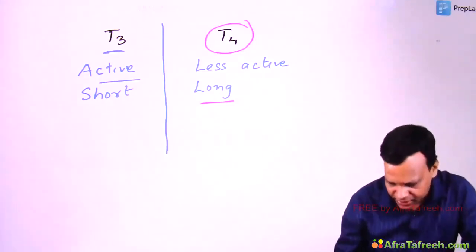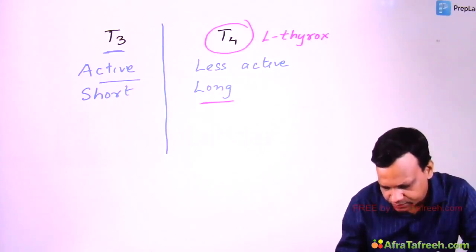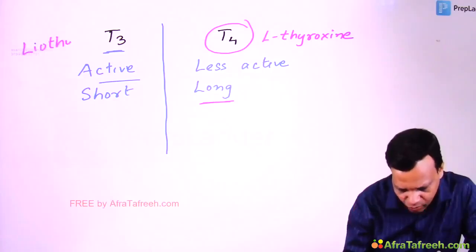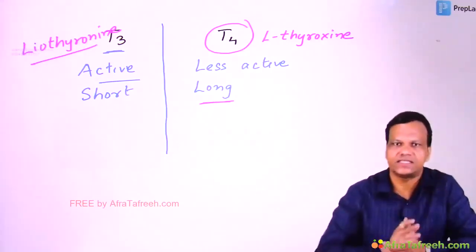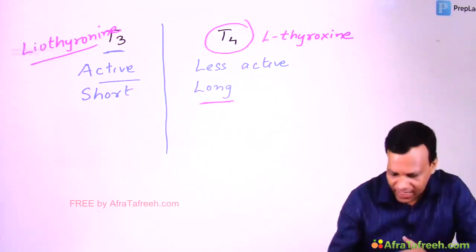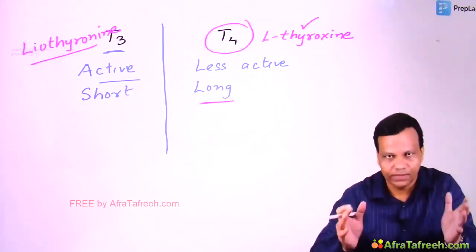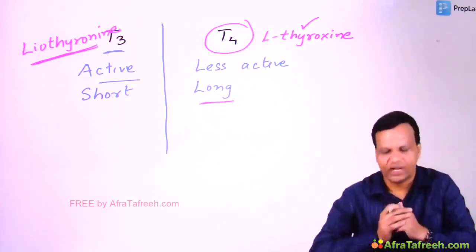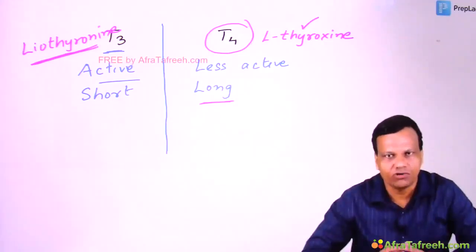And the drug T4 is available by the name L-thyroxine, whereas T3 is available as liothyronine. So T4 is L-thyroxine and T3 is liothyronine. So L-thyroxine is a drug of choice for hypothyroidism. Okay. But where we will use liothyronine then? When everywhere we have to use L-thyroxine, in which case will you like to use liothyronine?